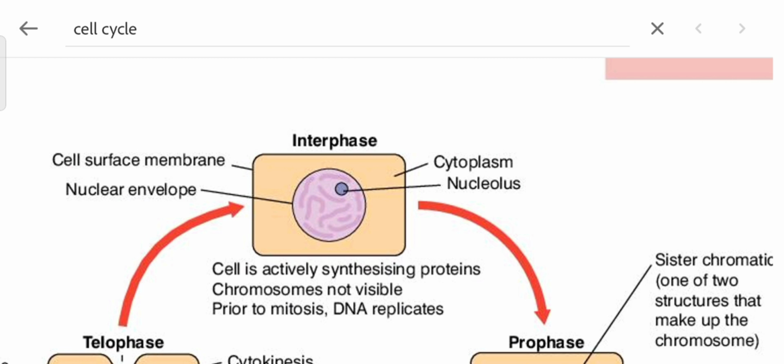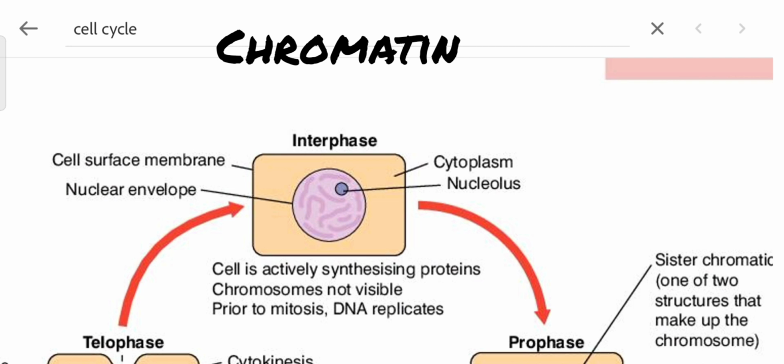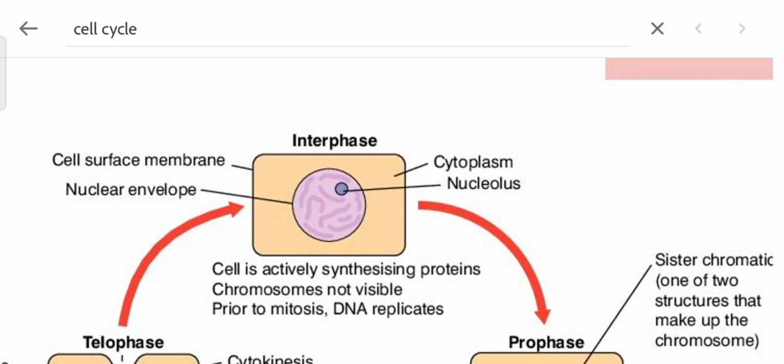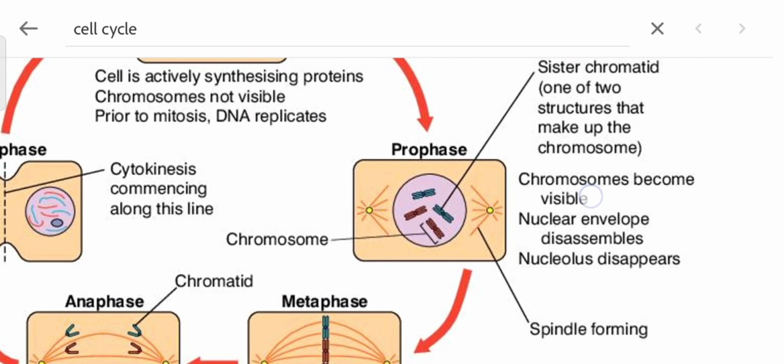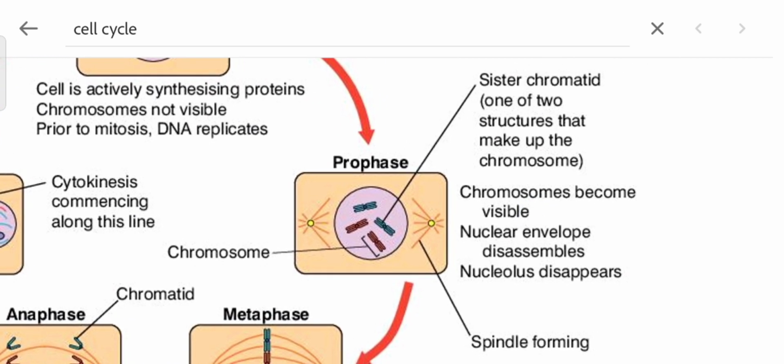Okay, so now during interphase, we can just recap what we usually did in mitosis. The cell is actively synthesizing proteins. The chromosomes are not even visible. They are thread-like. When you put them under the microscope, they are very thin thread-like structures. The DNA also replicates. You can see that the nucleolus is intact and the nuclear envelope is also intact during the interphase stage. Now, after interphase, what we go to next is what we usually call prophase.